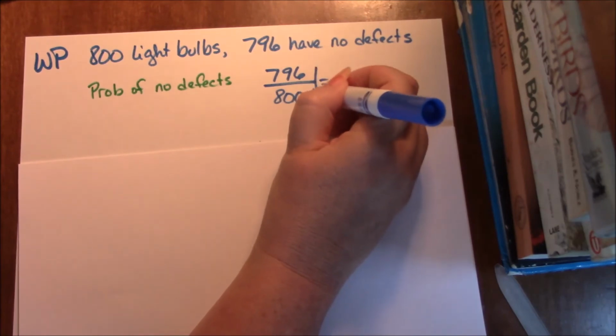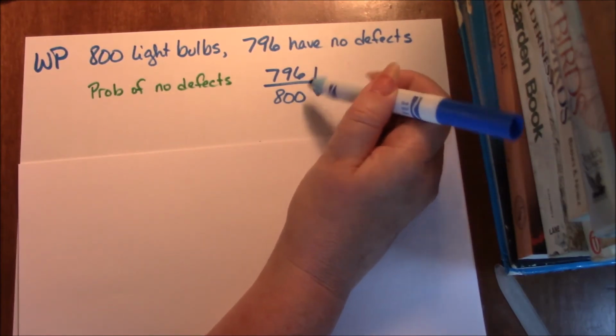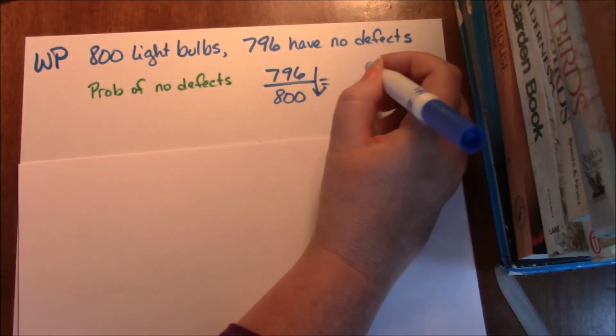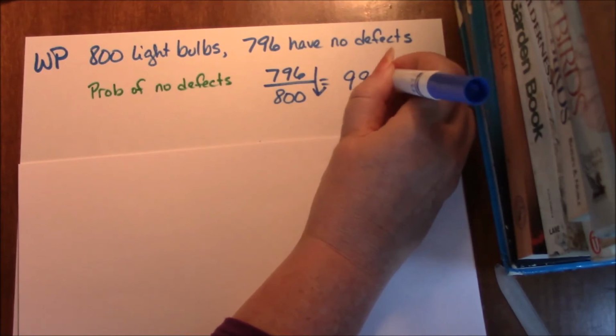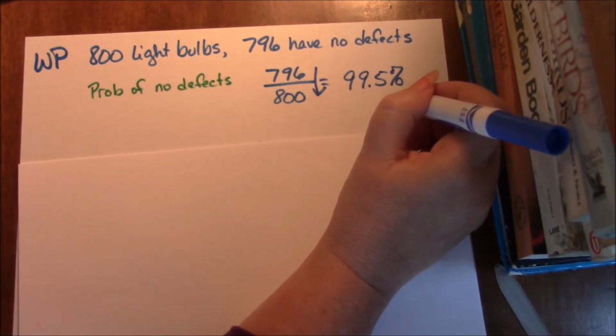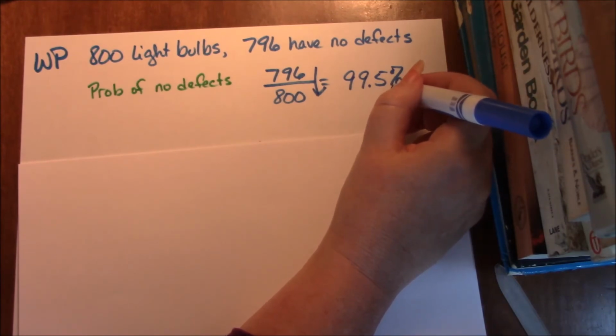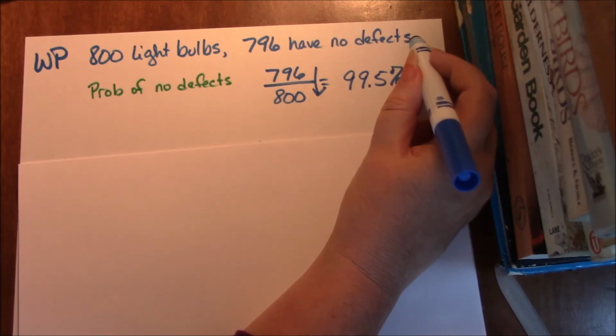If in your calculator you put in this division problem, knowing that you're going down, 796 divided by 800, you're going to get the percentage of 99.5%. So there is a 99.5% probability that the light bulb has no defects.